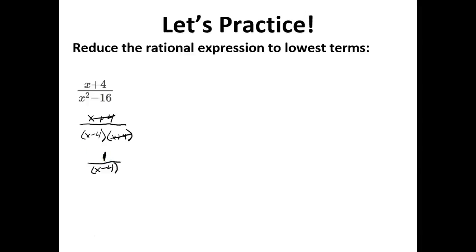It's kind of like if you were going to reduce something like 5/10, as an example. Well, this is 5 over 2 times 5. The 5's reduce. We're still left with a 1 on top. So the same thing would be true there. Another example: reduce the rational expression to lowest terms.